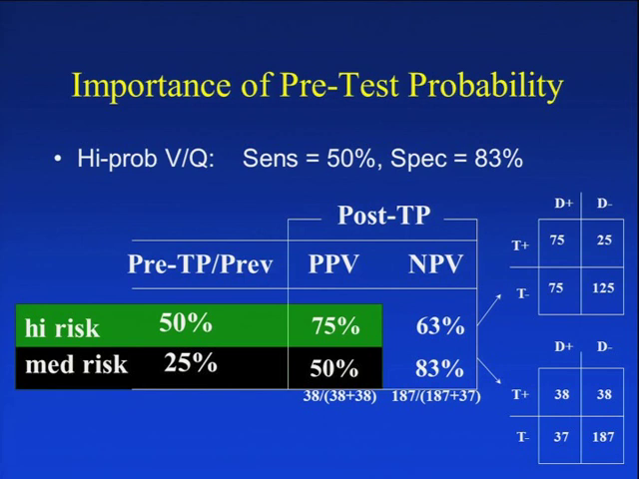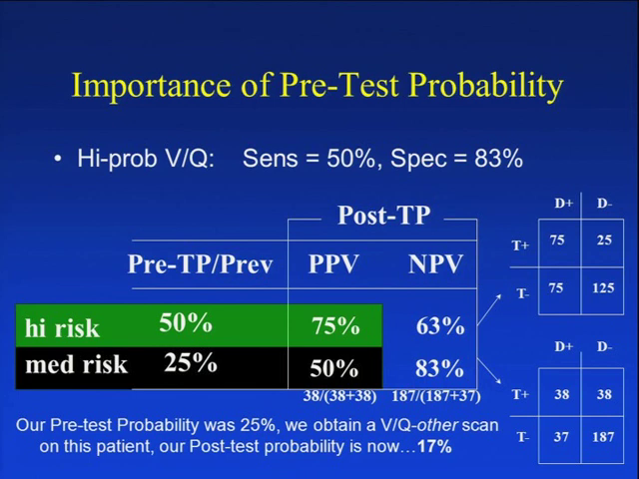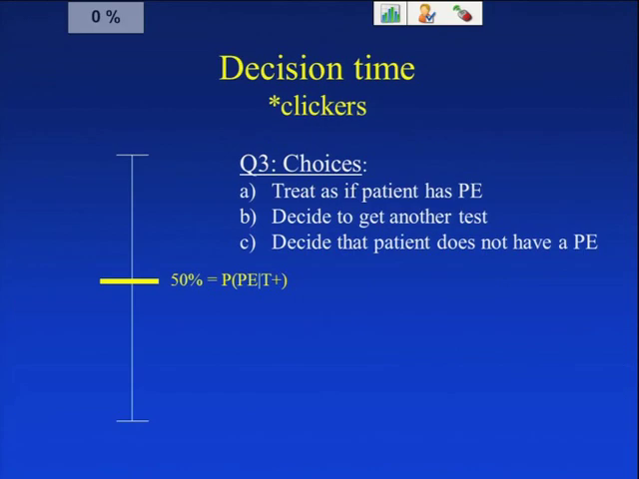What's happening is as you do the same test on a lower risk population, you're getting more false positives. That should conceptually start to make sense as you work through the problems for tomorrow. So if you start at 25 and you get a VQ high, you're up to 50. And if you get a VQ low, you're now down to 17.